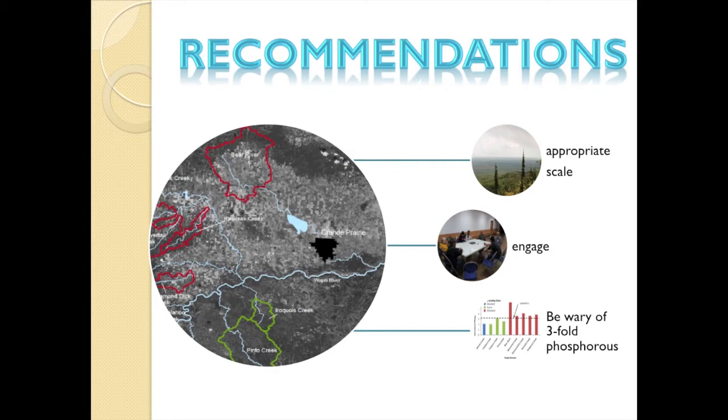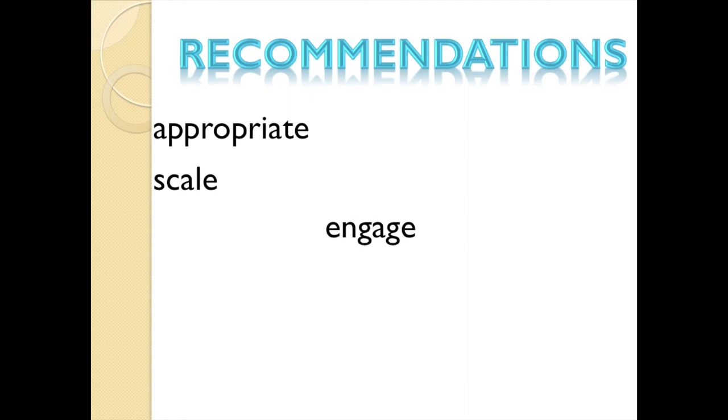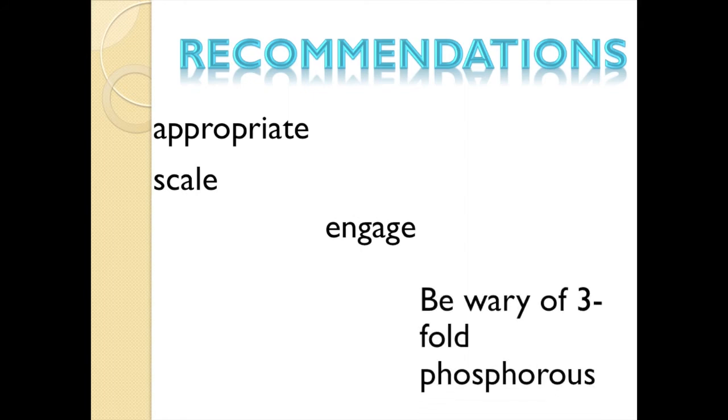And finally, this one I really like, number 3. It sounds like a medieval curse: be wary of a 3-fold increase in phosphorus. I can't tell you this applies everywhere, but I can tell you that up in the boreal forest of northern Alberta, more than a 3-fold increase in phosphorus is really bad for cold water fish. So I'll just run those 3 points by you again. Use appropriate scale of management, engage as widely as you can, and really watch if you get a 3-fold increase in phosphorus.